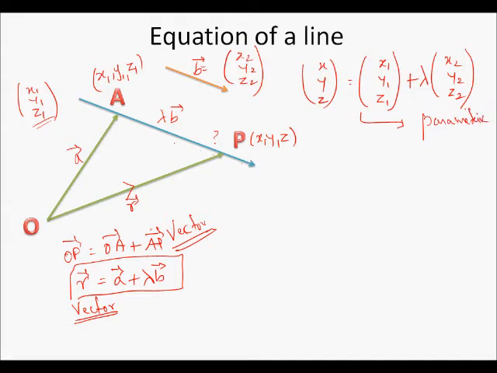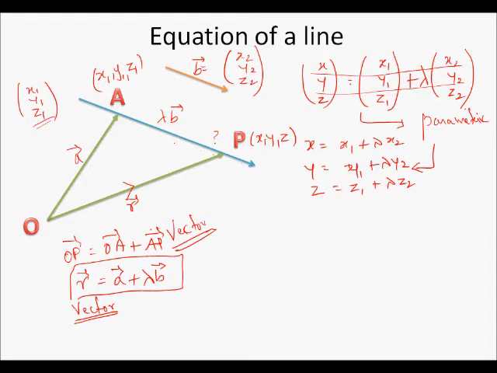Let me tell you how it is. Just equate each component directly. That is, x is equal to x1 plus lambda x2, and y is y1 plus lambda y2, and z is z1 plus lambda z2, and this is actually called the parametric form.